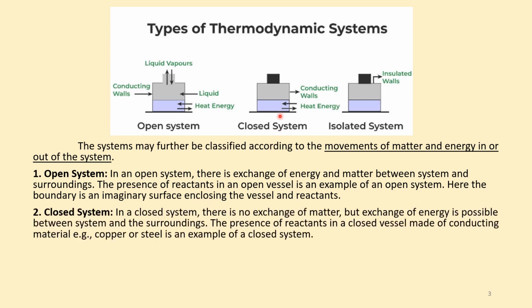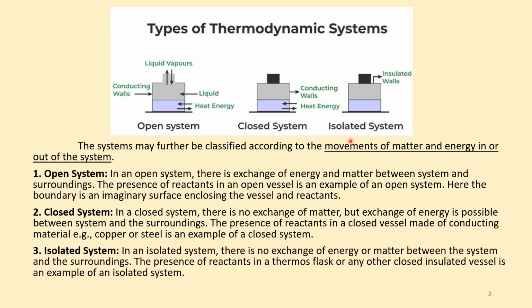Closed system. A closed system is shown in the mid part of the diagram on the screen. Here in a closed system, there is no exchange of matter, but exchange of energy is possible. So it is an enclosed closed system. Here exchange of energy, heat energy going out or flowing in, is possible through the conducting wall, but there is no possibility of exchange of matter. The reactants are in an enclosed vessel made of conducting material. For example, if the container is made of copper or steel, heat can easily flow outside or into the system. This is a classic example of a closed system.